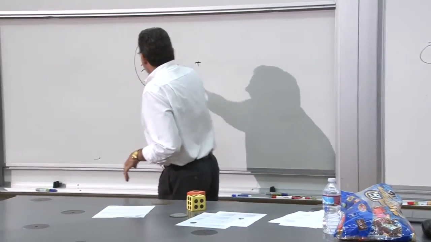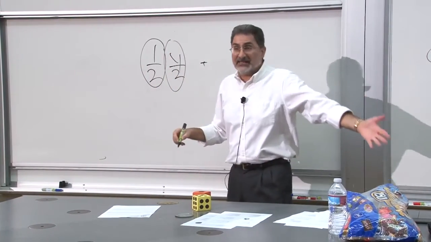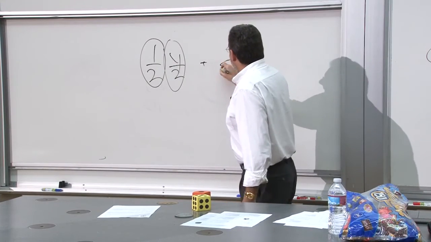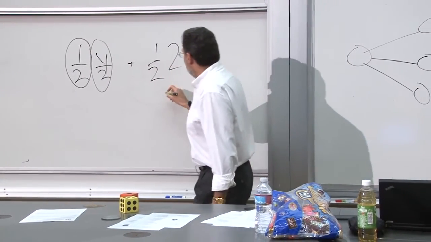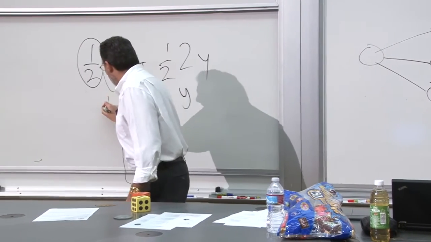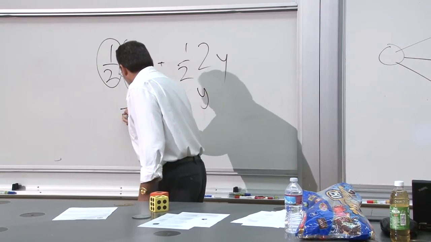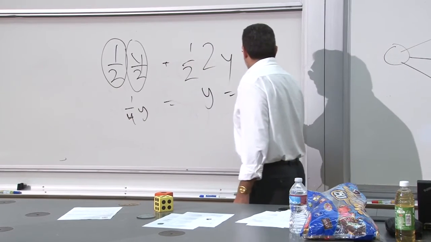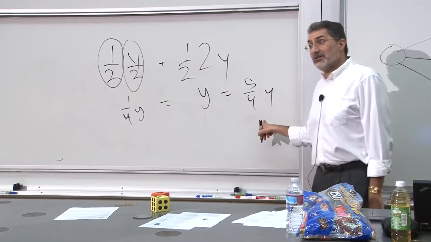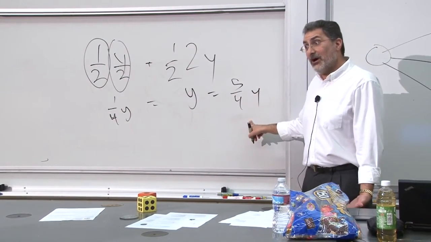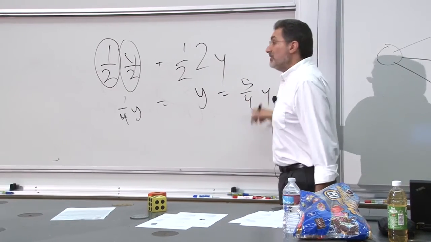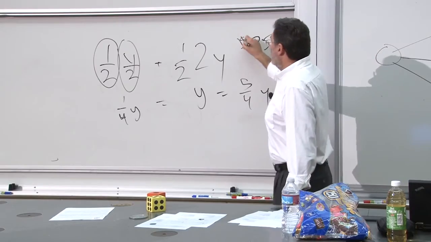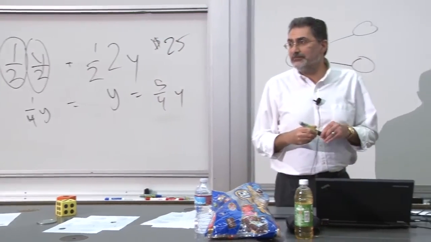I have a 50% chance the other envelope has half as much, and I have a 50% chance the other envelope has twice as much. So when I multiply these together, this gives me 1/4 Y, and this gives me a Y, which gives me 5/4 Y, which is strictly greater than Y for any positive value of Y. Which means if you have $20, the other envelope is worth $25. Should you switch?